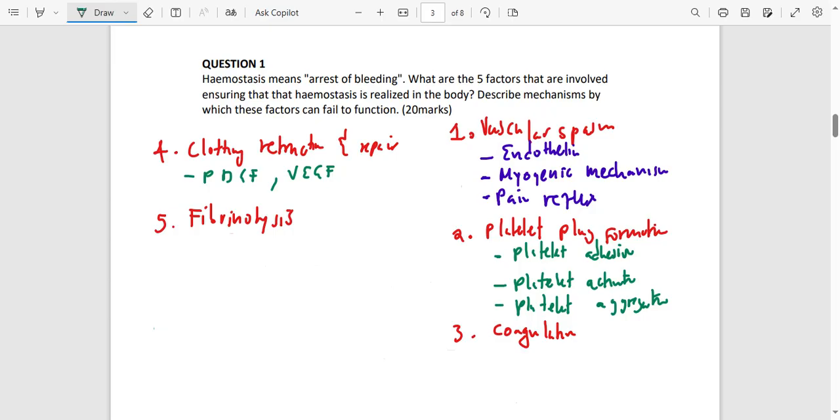Thank you so much. That is true. For the platelet plug formation, you don't have enough platelets. Let's say thrombocytopenia, you have reduced platelets. In that case, you will not be able to form the clot properly, and you know the effect of that: there's going to be excessive bleeding. Anyone who can pick up another one?